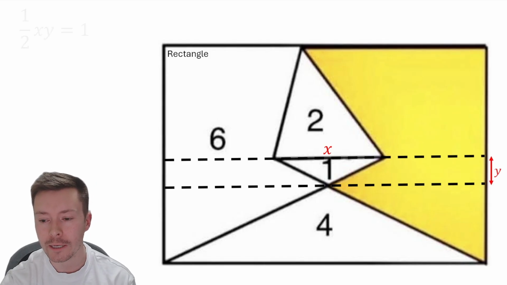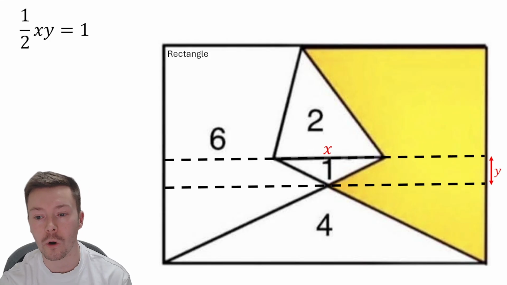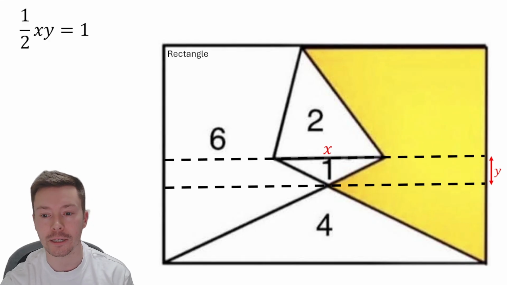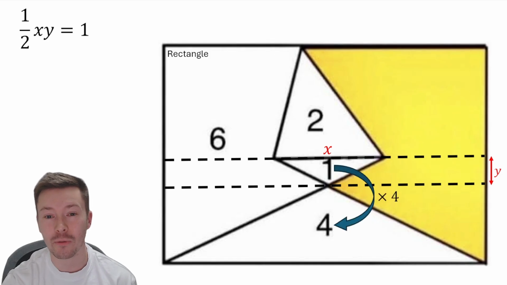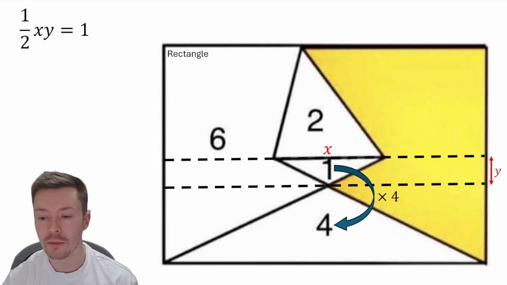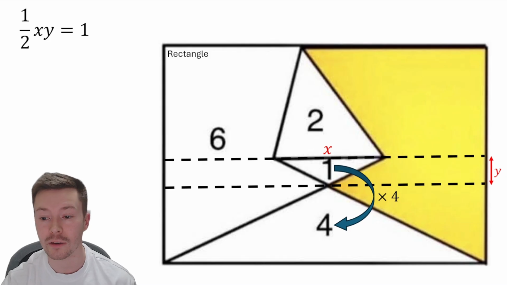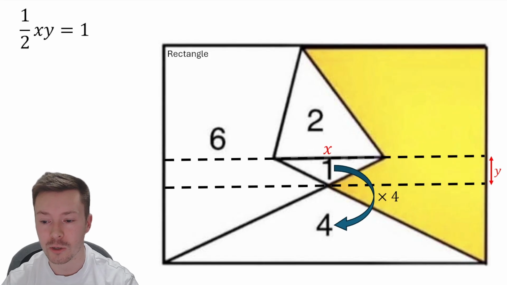And then from there, I'm going to get this equation, a half xy is equal to 1. That's because the area of a triangle is half the base times the perpendicular height. Now, I'm going to look at the scale factor between these two areas. These triangles have to be similar because at the top point of the bottom triangle and the bottom point of the triangle with an area of 1, those angles are vertically opposite, so they must be equal.